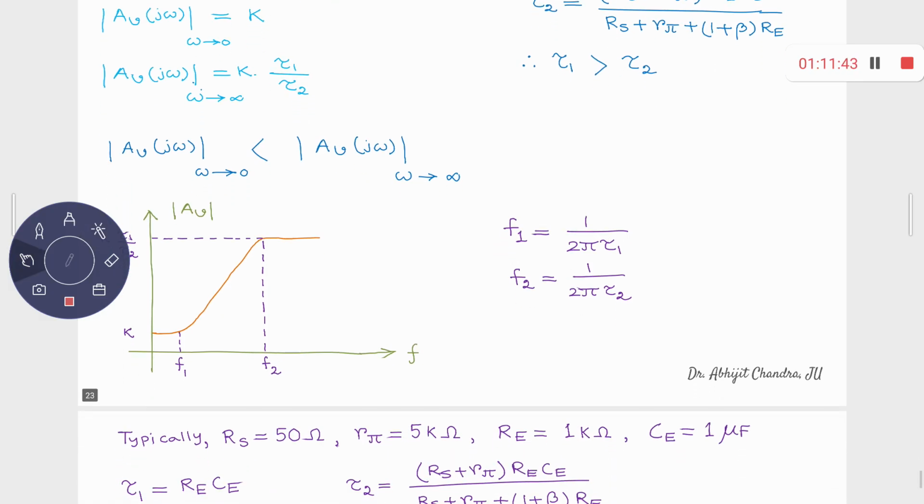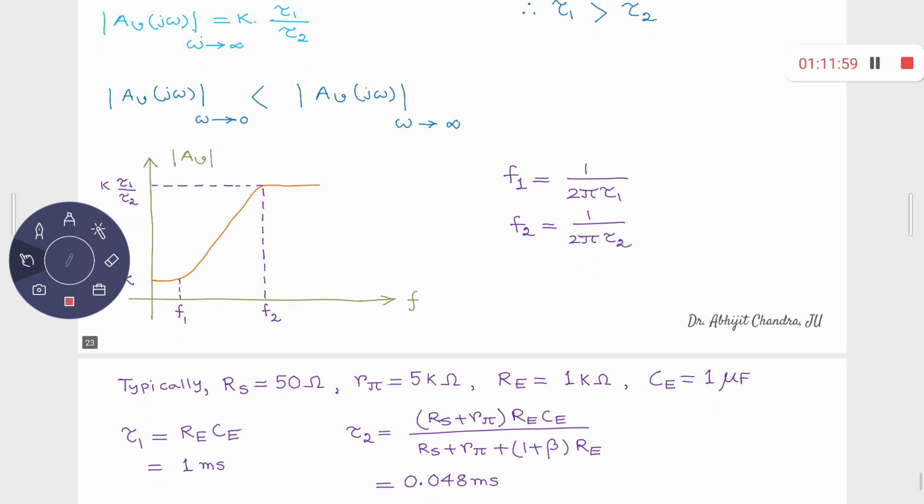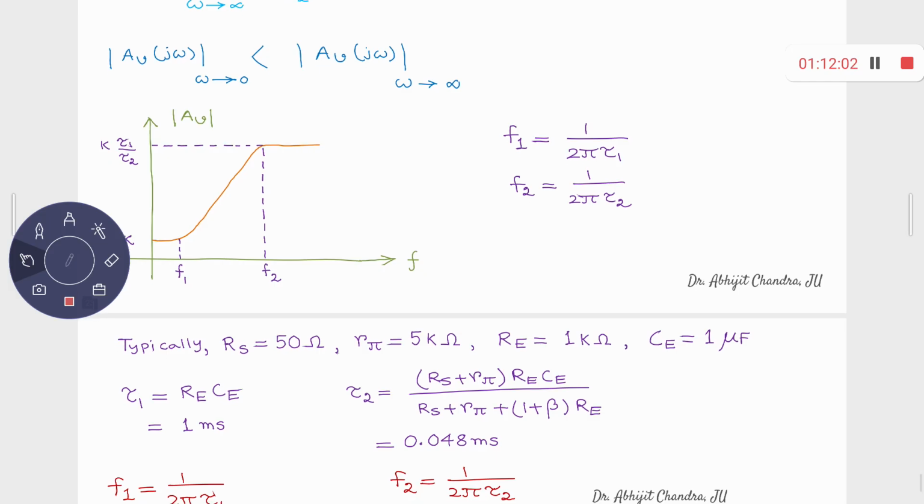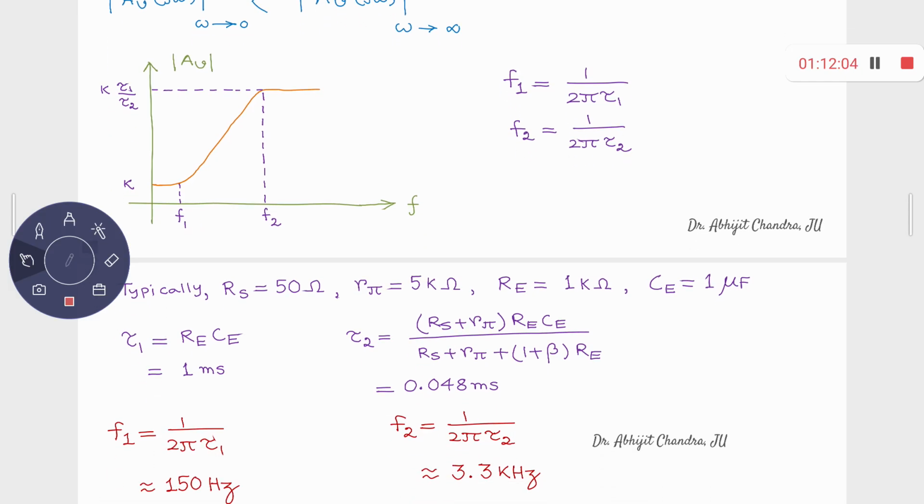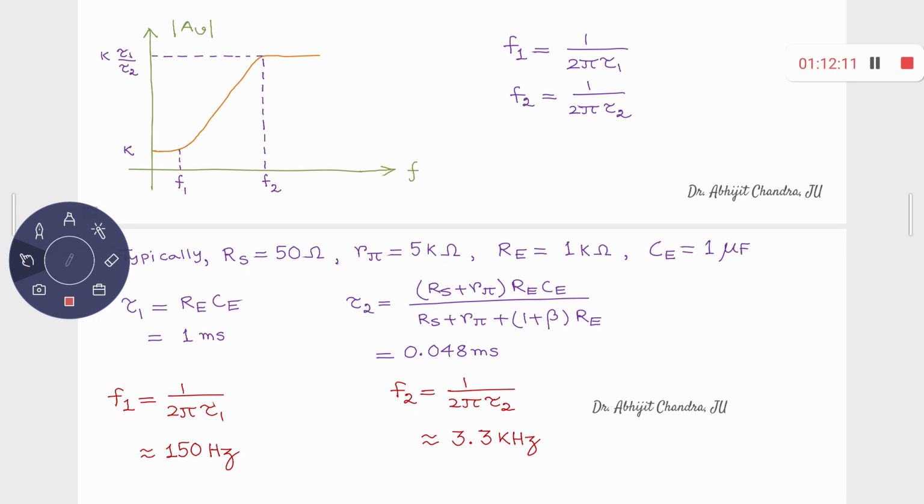Typically, RS is 50 ohms, R pi is 5 kilo ohms, and RE we consider to be 1 kilo ohm. If I consider C to be 1 microfarad, for example, then I am getting tau1 to be 1 millisecond and tau2 to be 0.048 millisecond. So your F1 value is coming out to be 150 hertz. Is it allowable?